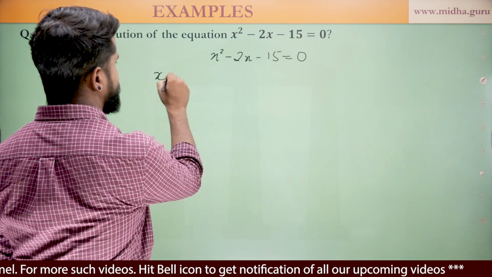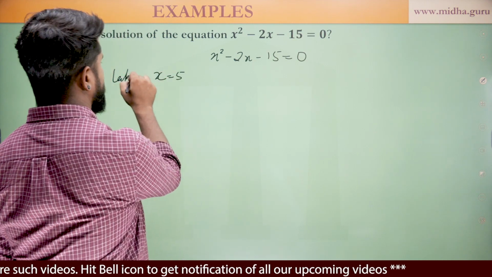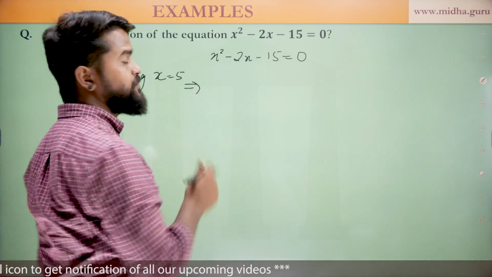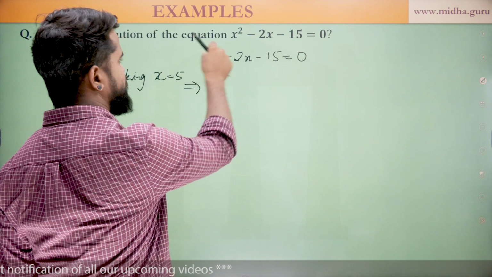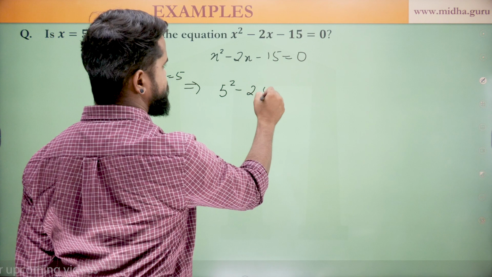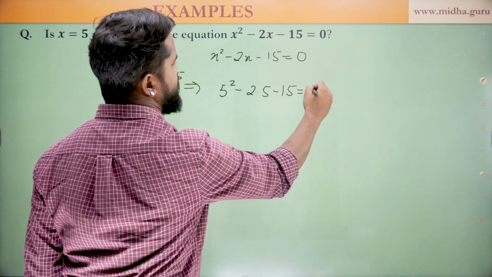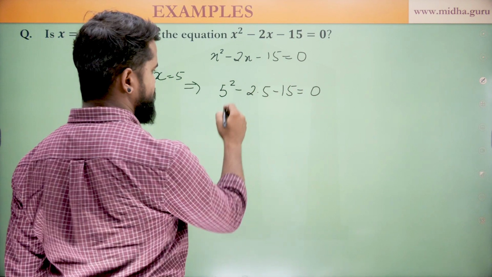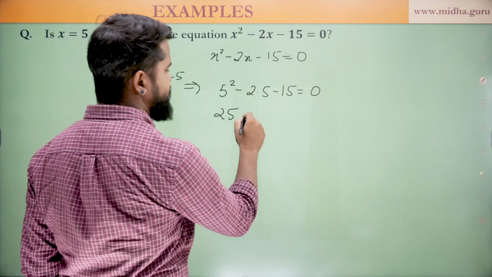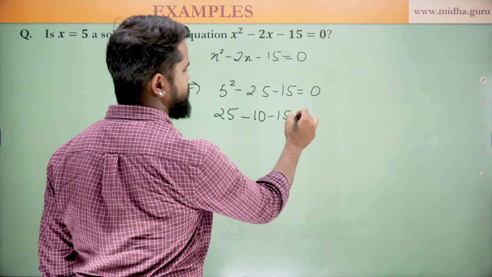I say x is equal to 5, taking x is equal to 5, which was given to us in the question. So what am I supposed to do now? Now I substitute the value 5 wherever I see x in this question. I say 5 squared minus 2 into 5 minus 15 is equal to 0. Let us see. So 5 squared would be 25. 2 times 5 will be 10 and minus 15.